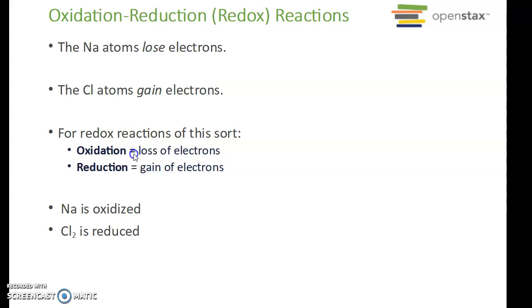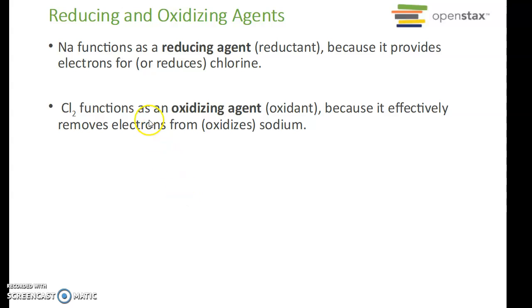For the redox reactions of this sort, oxidation is the loss of electrons, reduction is the gain of electrons. Therefore, sodium is being oxidized, chlorine is being reduced. Okay? It's important to understand the distinction between, and it's always in terms of loss or gain of electrons. Loss of electrons is oxidation. Reduction is a gain of electrons.